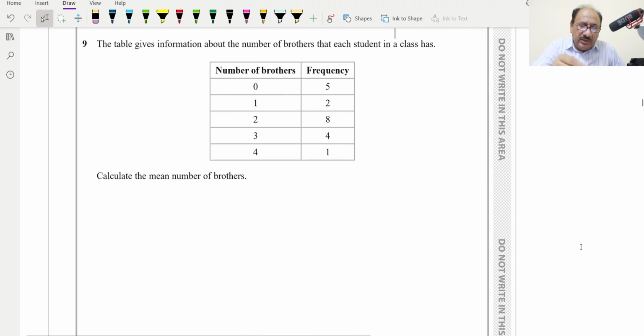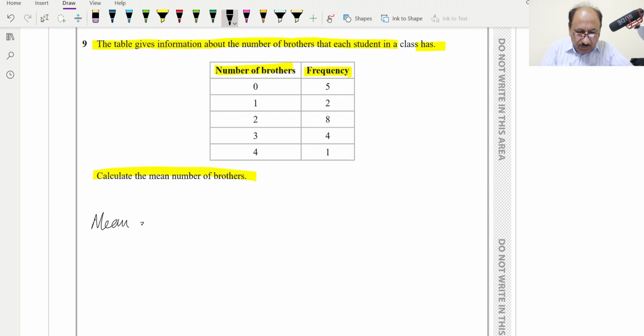Now question number 9. Question number 9 says the table gives information about the number of brothers that each student in a class has. So number of brothers and frequency, calculate the mean. For this mean, we will multiply them. Mean will be equal to 0 multiplied by 5, f into x. Basically this is our f and this is x value.